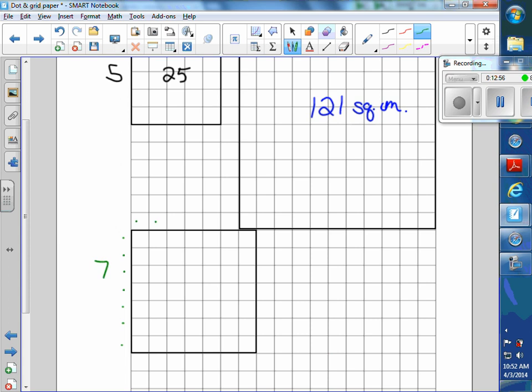This is 7: 1, 2, 3, 4, 5, 6, 7. That's 7. We know from 5th and 6th grade math, the area is length times width, right? So we say the square root of 49 is equal to 7, and this is the area of a square, and that's the length of the side. And that's what the square root of a number is. It's the length of a side of a square with the given area. Does that make sense?